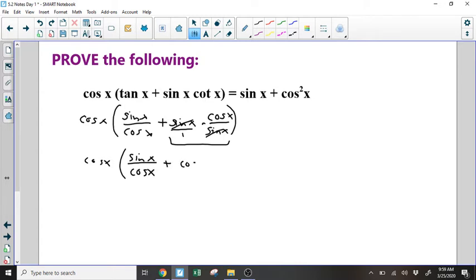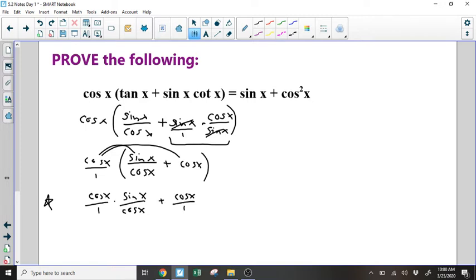And that would leave me cosine of x. The next thing I could do is take this cosine of x out front and distribute it through to every term inside. This next step is optional, but as we're showing our work here, I'm taking the cosine of x over 1 times the first term, which is the sine of x over cosine of x. I'm also distributing, so cosine of x over 1 times cosine of x. That would be times the second term.